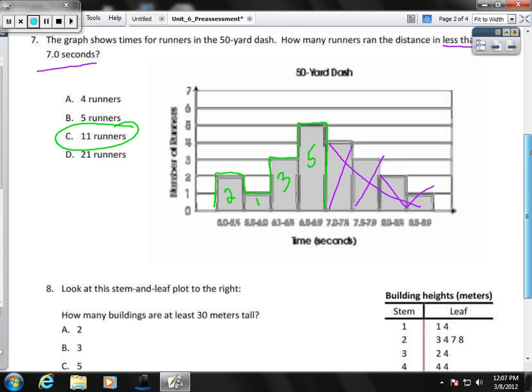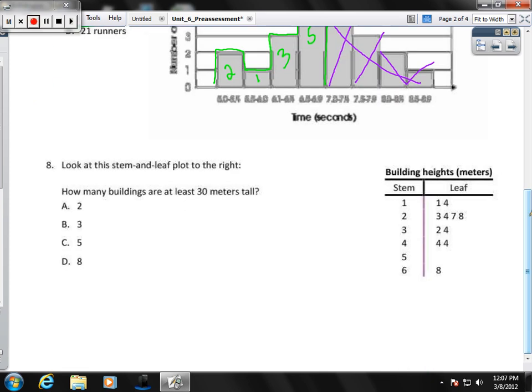Next one, number 8, says look at the stem and leaf plot to the right. How many buildings are at least 30 meters tall? At least 30. Could they be 35? Yes, that's at least 30. Could they be 40? Yes, that's at least 30. Miss Litzler, could they be 22? No, they can't be 22 because we don't want them that small. So I'm going to get rid of everything up here. Just totally going to exit out. It's not part of my data.